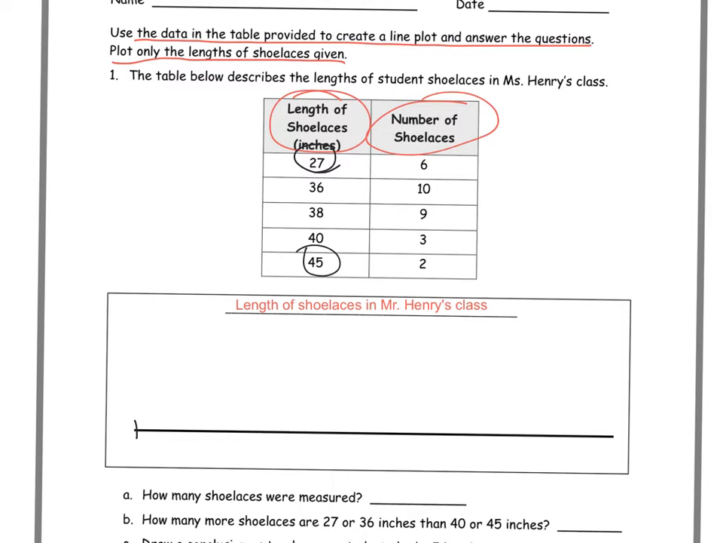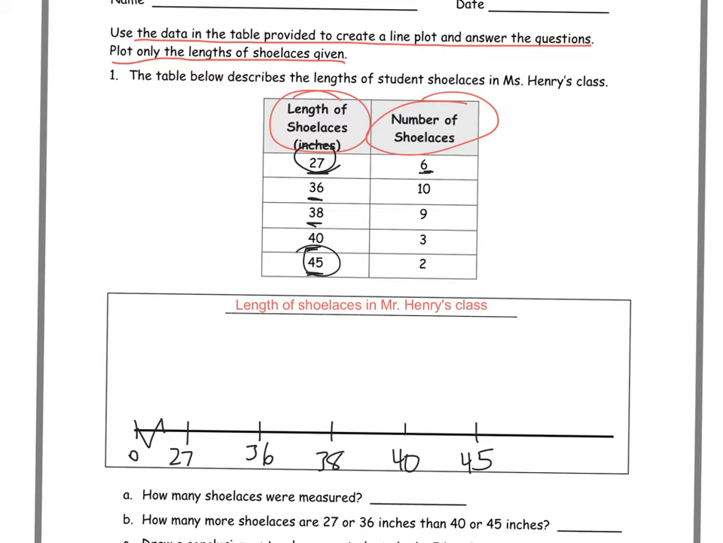Again, we can put 0 in and do our little line break, which is a fun little symbol that cuts out all the numbers to what we need. Or I can just label in 27, 36, 38, 40, and 45. And now I'm just going to put some x's over top based on what I see here.